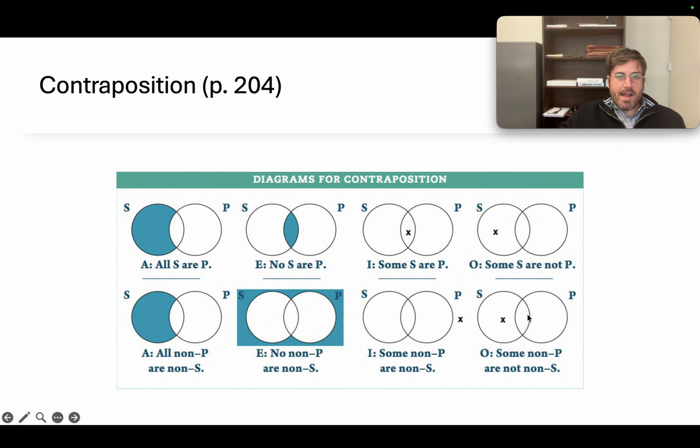Here's the full set of Venn diagrams for contraposition. This is on page 204, once again. Notice we have logical equivalents for our A propositions and for our O propositions. Those are the ones that we are allowed on the modern interpretation to apply contraposition to. The E category, however, as well as the I category, does not allow us to make that move. And you can see the non-identity or the lack of sameness, as it were, on the E and I propositions.